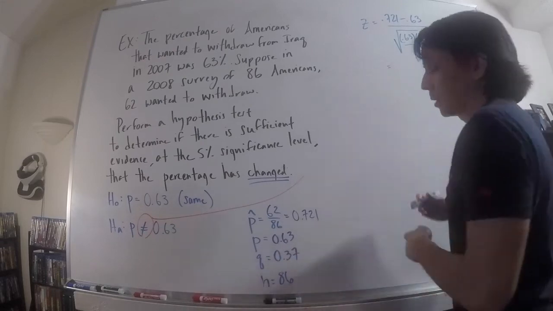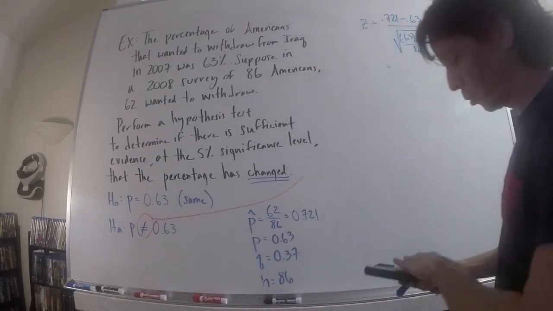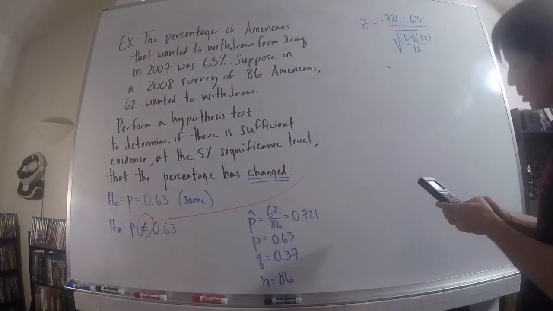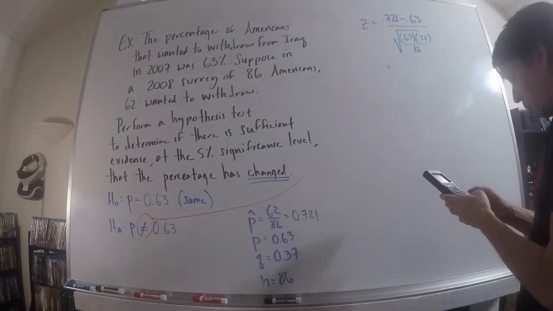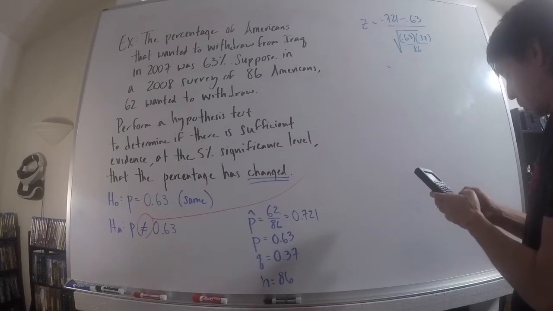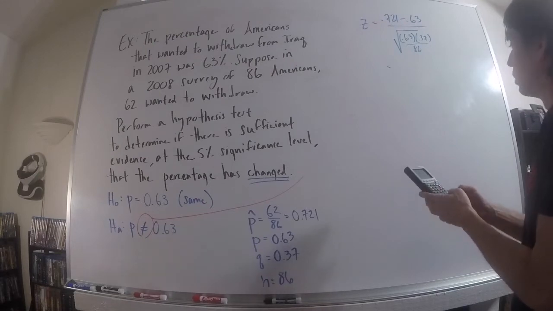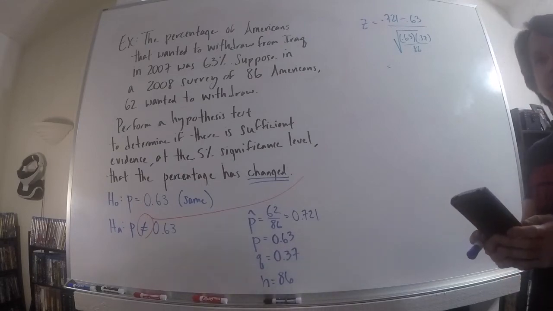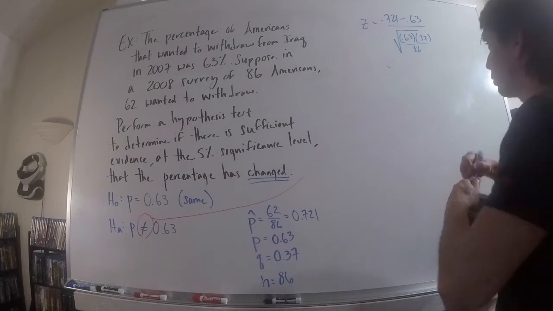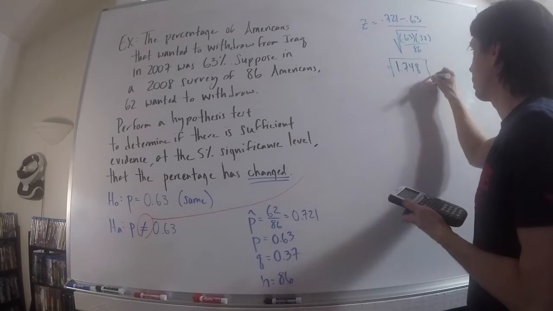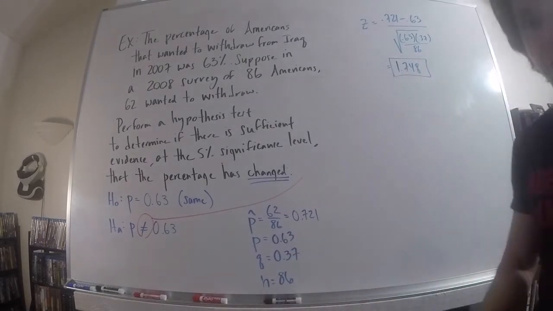Alright, I plug it all into that. As usual, type it in and try to enter that in one shot using parentheses to make sure it does the subtraction first. Parentheses 0.721 minus 0.63, close parentheses, divide by the square root of 0.63 times 0.37 divided by 86. I got 1.748. I'm going to circle it even though it's not my final answer. My final answer is just rejecting or not rejecting.